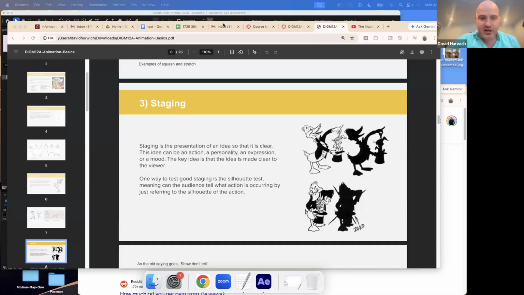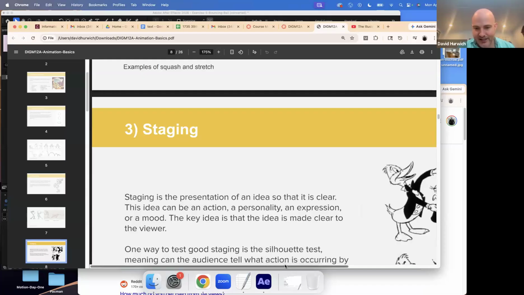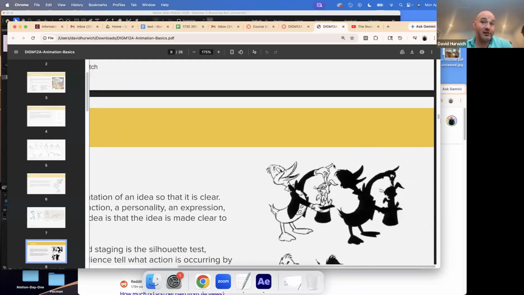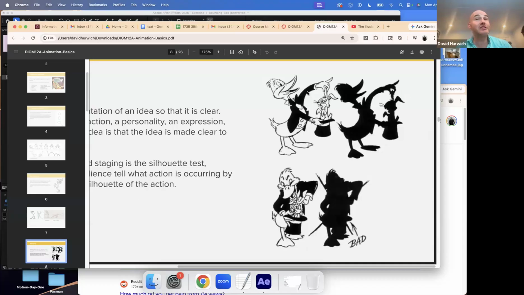Okay. So there's this idea that if you can take an action and make the characters silhouettes and you can still tell what the action is, then that's pretty good staging. So in other words, here's this cartoon duck who's a magician and he is pulling a rabbit from a hat. If I make this a silhouette, even though you can't really see his eyes or his arm movements that well, you can still get a general sense of what's happening here, right?